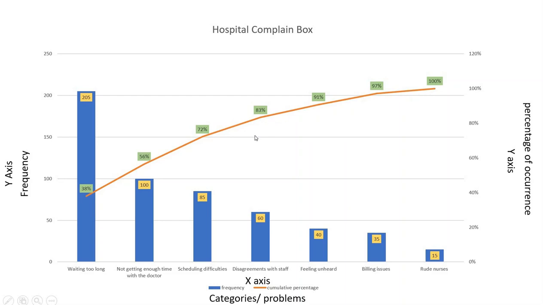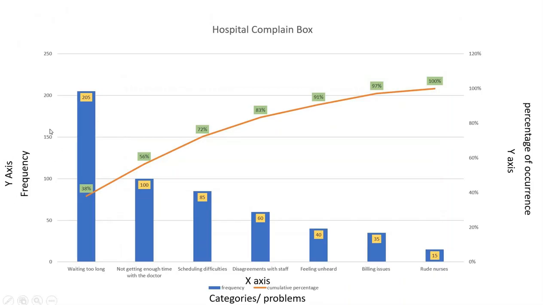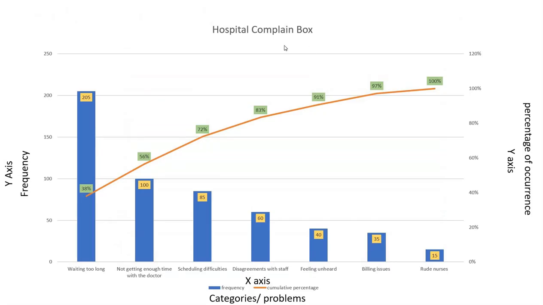The left vertical axis is the frequency of occurrence. And the right vertical axis is the cumulative percentage of the total number of occurrences: 0%, 50%, 100%, right?